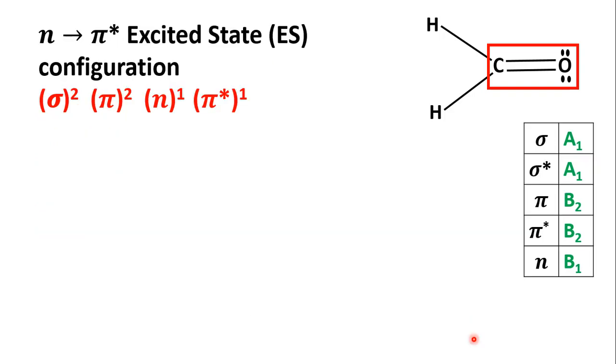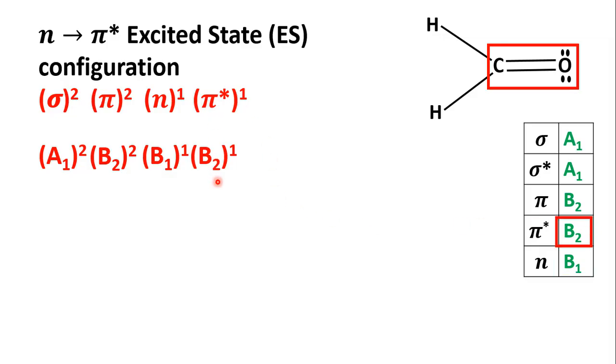Next we come to the n to pi star excited state. So one electron available in the non-bonding molecular orbital is moved to the antibonding pi star molecular orbital. That is what is known as n to pi star. The other electrons remain as usual, 2 electrons in sigma and 2 electrons in pi. The symmetry corresponding to sigma is A1. The symmetry corresponding to pi is B2. The symmetry corresponding to the non-bonding orbital is B1. So you find the B1 here. The symmetry corresponding to pi star is B2. And so instead of pi star, you put B2.